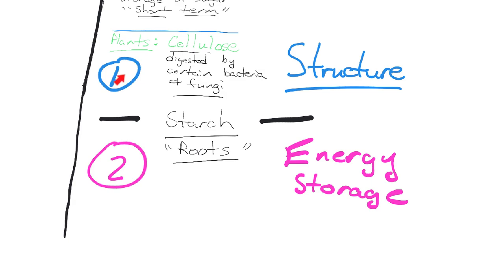So if we look, it says cellulose is digested by certain bacteria and fungi only. I'm mentioning that because a lot of people think that termites eat wood. They do, but they're using bacteria to digest the wood. They can't break the wood down. So this is an exception, an energy exception. But other than that, cellulose is for structure. Does that make sense? Are we good?